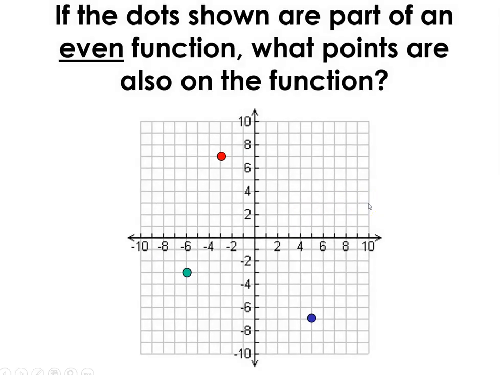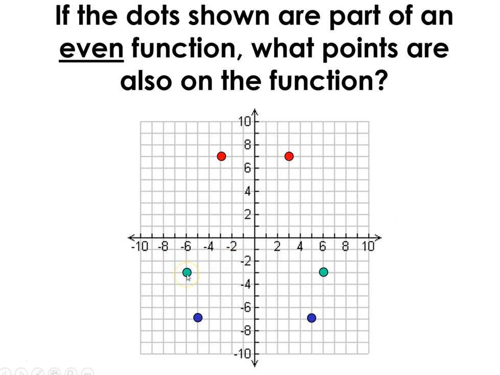Okay, you're given these dots, and you're told that they are part of an even function. So what points do you know are also part of the function? Well, let's think about it. If a function is even, that means all the exponents are even. But we don't have an equation to look at, we have a graph. So an even graph would be a reflection over the y-axis. So what that means is that if this point is here, then it must have a partner reflected point over here.